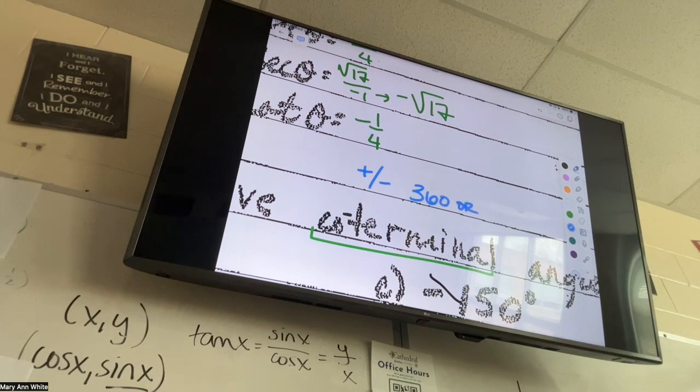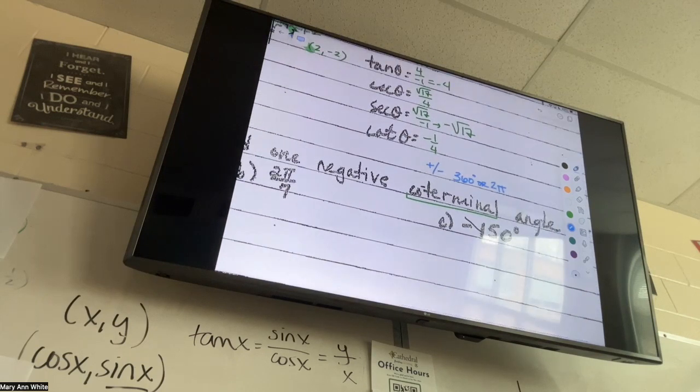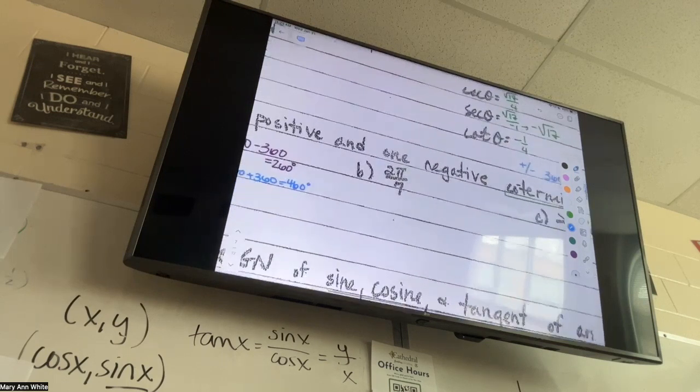Now, what happens if it's in radians? What's the same thing as adding or subtracting 360 in radians? Not just 5. How many pies is equal to 360? 2 pi. So if you look at letter B, they gave it to us in radians. I can still do radians. We're gonna have to do maybe a little bit of fraction work.